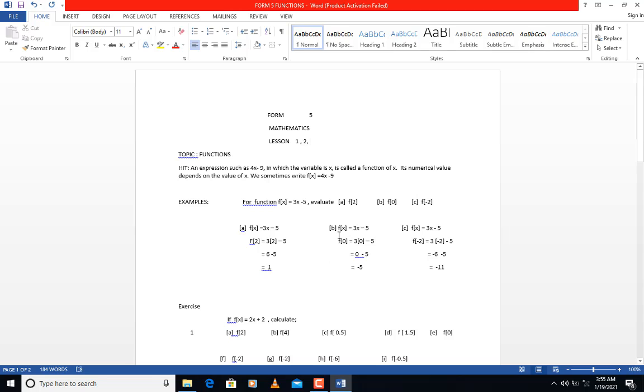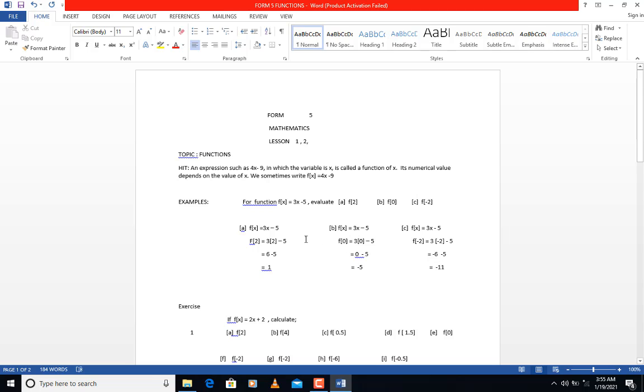The next example, f of x is equal to 3x minus 5, when f of 0 is equal to 3 outside the bracket, 0, then close the brackets, minus 5. So 3 multiplied by 0 gives us 0. 0 minus 5 gives us minus 5. Then the last example, f of x is equal to 3x minus 5, f of minus 2. Where there is x, we substitute minus 2. So 3 is going to multiply by minus 2, then subtract 5. So 3 multiplied by minus 2 gives us minus 6, minus 5, which gives us minus 11.